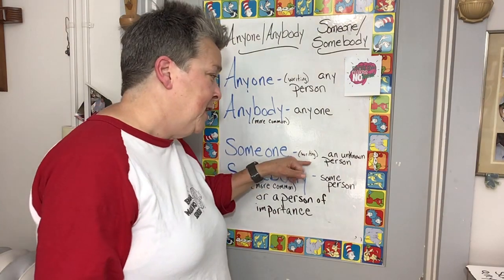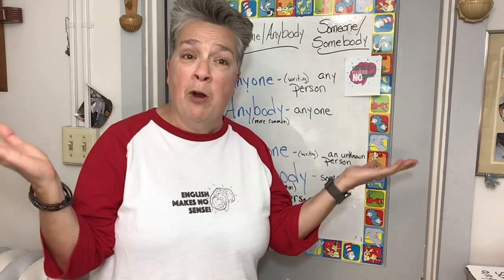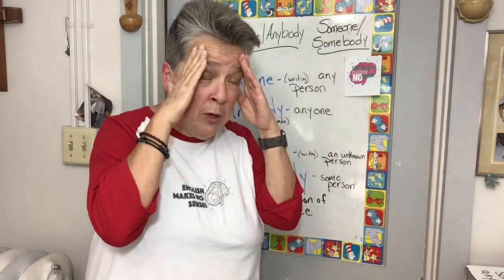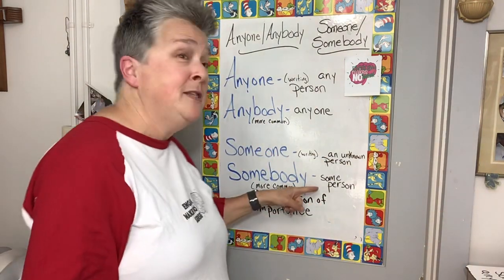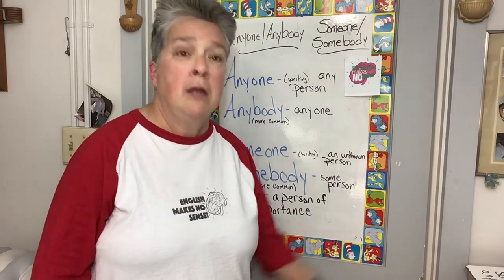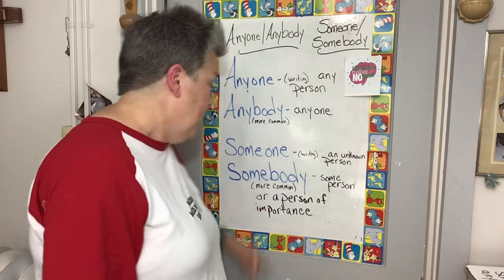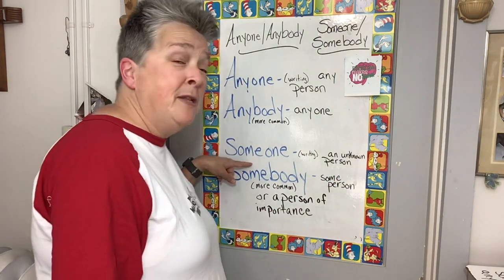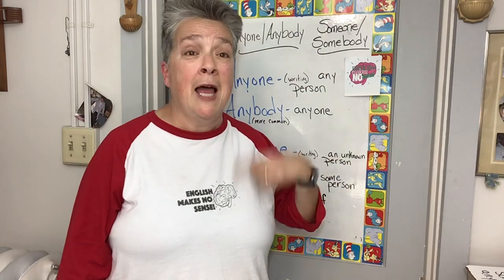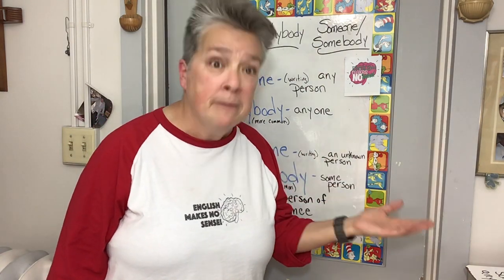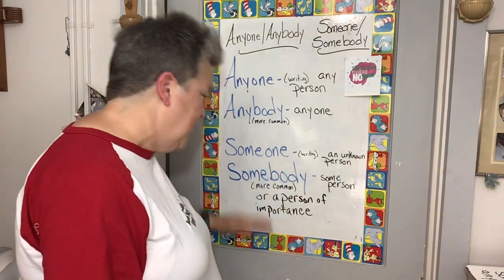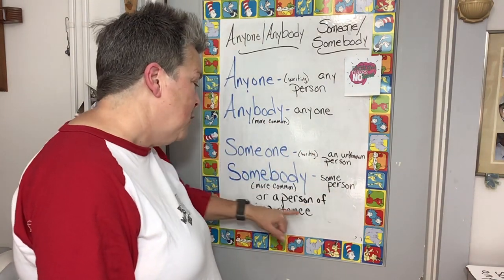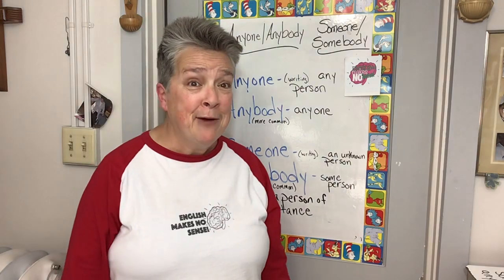Someone is in writing, and it means an unknown person. We don't know who. They're unknown. Someone know the answer? Somebody does know the answer. Now, somebody can mean some person. Yeah, it gets confusing. Then, somebody is more common than someone, and we use somebody a lot when we are speaking. Okay, but wait, somebody is also some person or a person of importance.